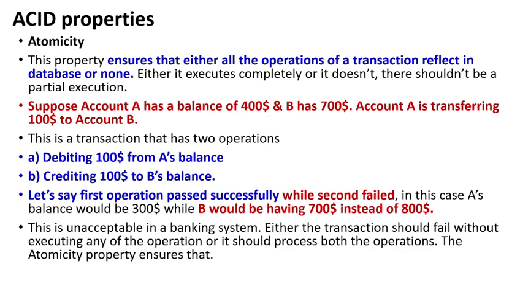So basically, as I explained earlier, atomicity ensures that all operations of a transaction are reflected in the database or none are. Suppose account A has a balance of $400 and B has $700. Account A is transferring 100 to B, debiting 100 from A, crediting 100 to B. Let's say the first operation passed successfully while the second failed. In this case, A's balance would be 300 while B would be having 700 instead of 800. This is unacceptable in a banking system. Either the transaction should fail without executing any of the operations or the process should be complete.